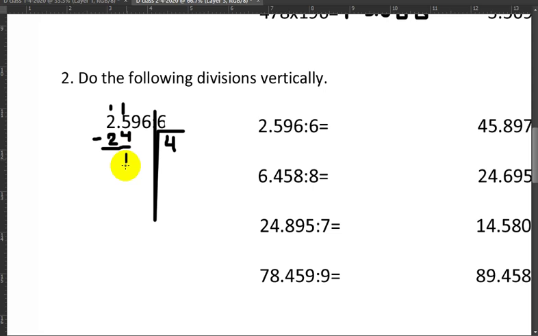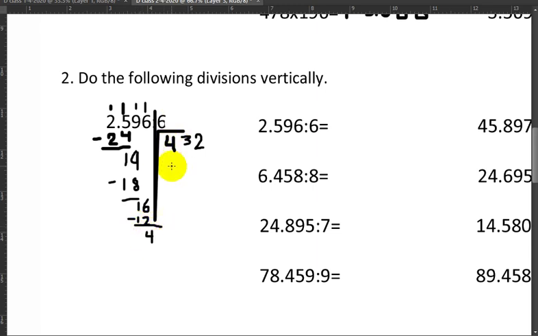and we get 1. And I pull down this 9, and I say, how many times does 6 fit into 19? 6 fits 3 times into 19. 3 by 6 makes 18. I do the subtraction. I get 1 again. I pull down this 6. And I say, how many times 6 into 16? That would be twice. 2 by 6 makes 12. I do the subtraction and I get 4.